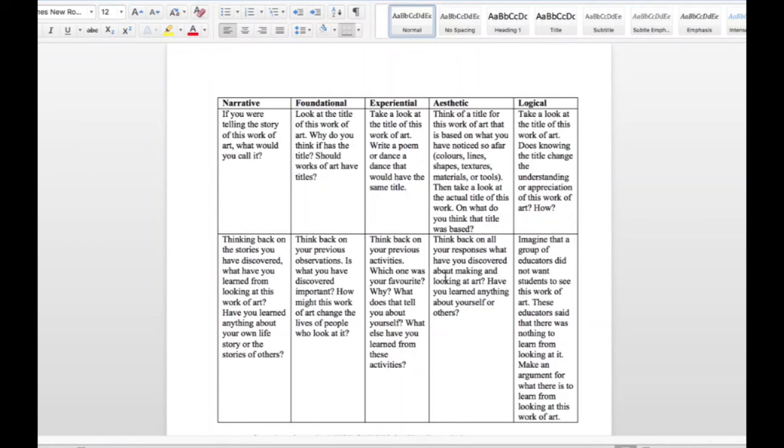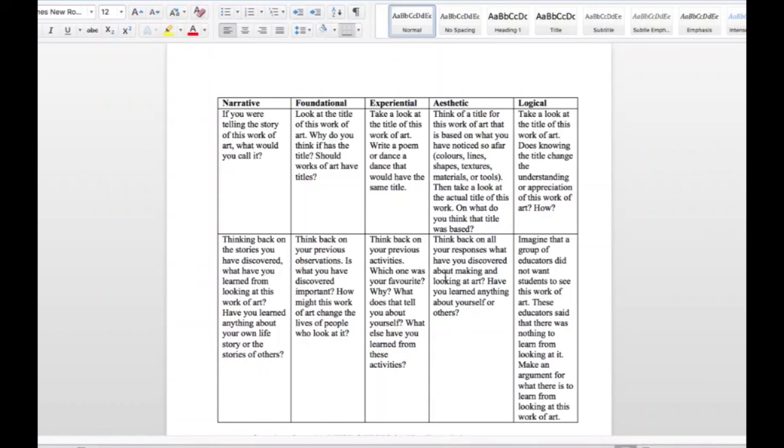And finally, there logically, take a look at the title of this work of art. Does knowing the title change the understanding or appreciation of the work of art? And how is that the case? And you see that the final bank of questions in the narrational, for example, ask you to think back on the stories you have discovered, what you've learned from them. Have you learned anything about your own life story, for example, from these?